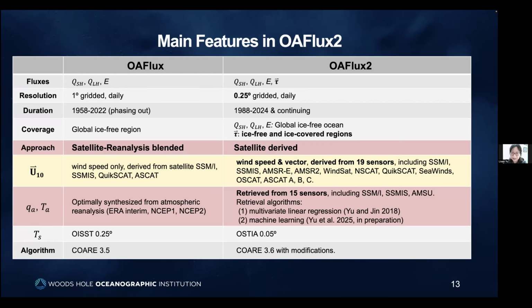So now let's move on to what we have in the OAFlux2. Here is a comparison of the OAFlux, the first version versus the second version. For the flux components, we have sensible and latent fluxes and evaporation. And for the OAFlux2, we also have vector winds and surface stress.